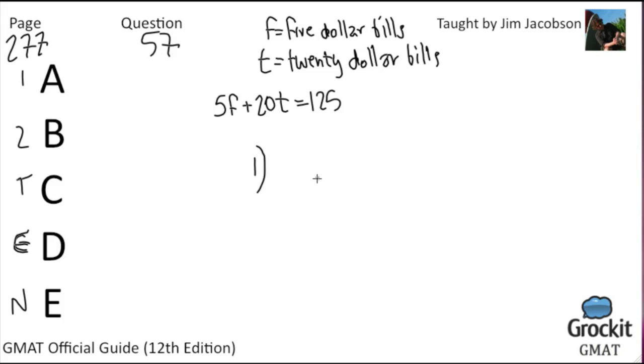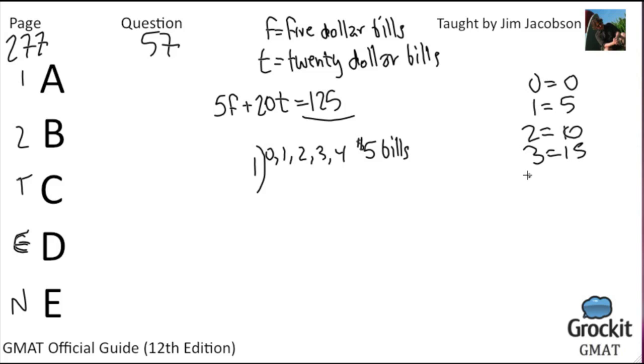Statement one, Max has fewer than five bills worth $5 each. So, a couple things to know. If he has fewer than five, he has zero through four $5 bills. However, note that 125 is not evenly divisible by 20, which means that there needs to be an odd number of $5 bills. If he has no $5 bills, it's zero. If he has one $5 bill, it's five, two, 10, three, 15, four, 20. Since Max's total dollar value ends in a 5, that means that Max has either one $5 bill or three $5 bills.